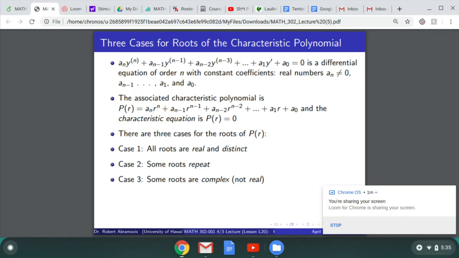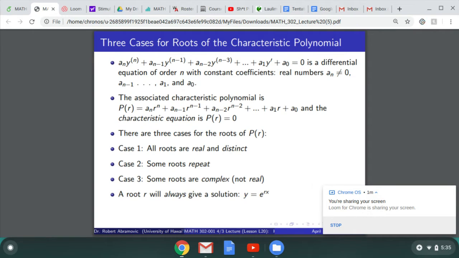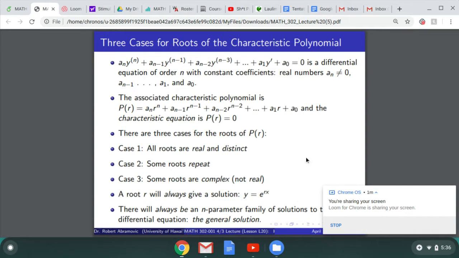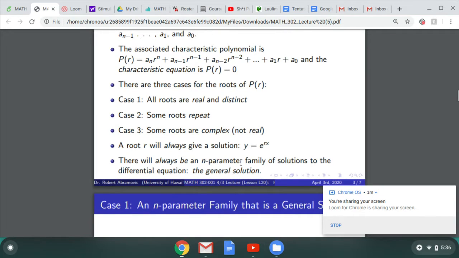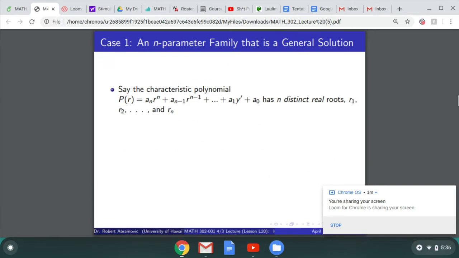Notice in each case, any root is always going to give a solution y equal to e to the rx. Now this solution might not be real valued, it might be complex valued. In the last lecture we saw how to deal with complex roots. We do get complex valued solutions and we can turn those into real valued solutions. And there's always going to be an n-parameter family of solutions to the differential equation that is called the general solution.